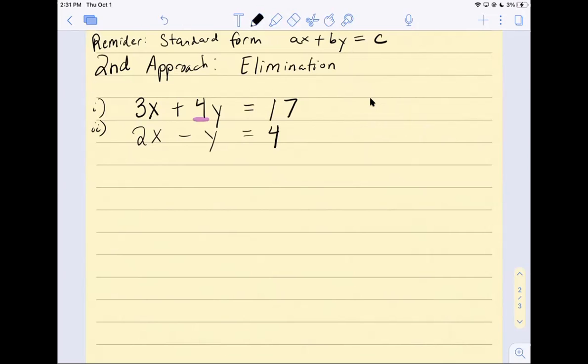So Shay, that's a really good idea. We multiply everything here, we get 8x minus 4y equals 16. Okay, and what can we do next? How does the elimination step work here?